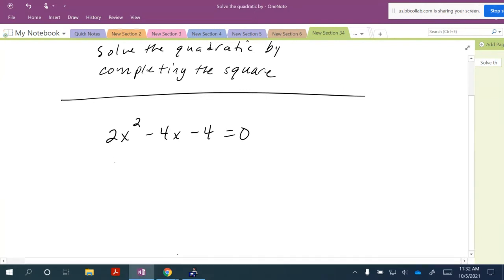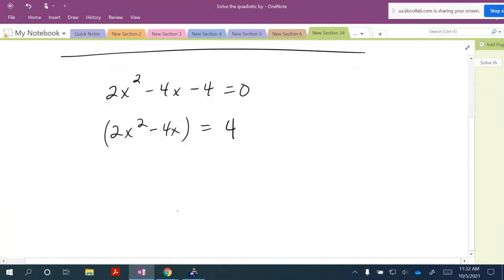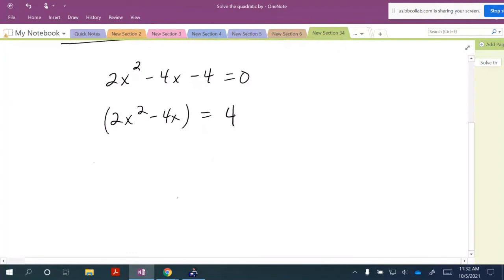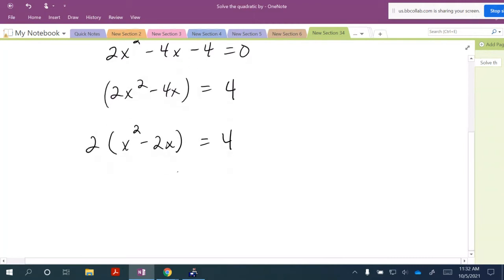So I'm going to group those with a set of parentheses. And I'm also going to move 4 to the opposite side. Now, in order to complete the square, we need the squared term and the first degree term, and we have those items grouped together. However, we need the coefficient of our squared term to be 1. So in order to accomplish that, I'm going to factor out 2. And that's going to reduce our binomial on the inside to x squared minus 2x. And that is equal to 4.